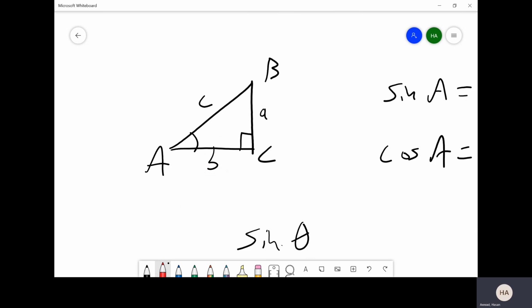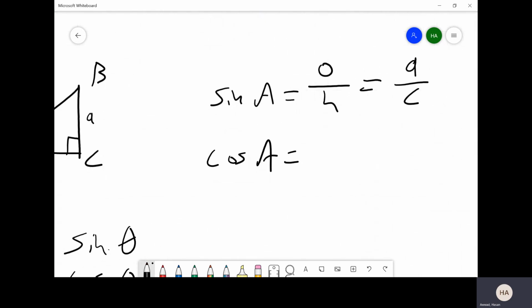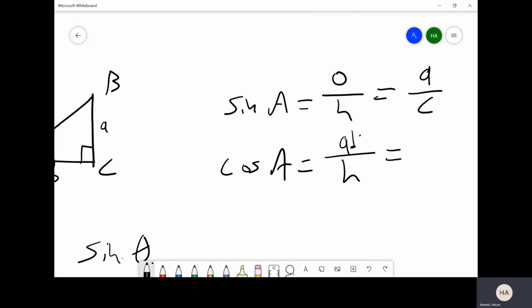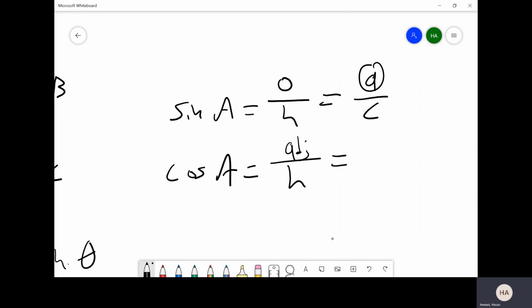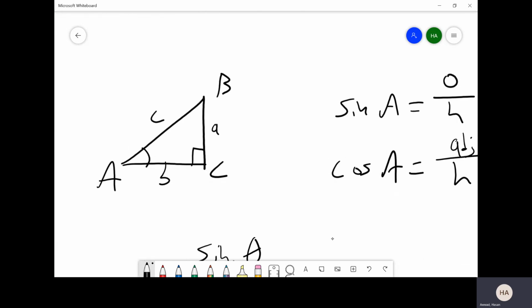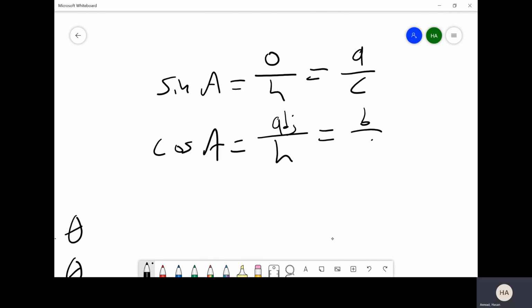So when we're writing this, we know again, SOHCAHTOA says we're going to have adjacent over hypotenuse. And let me just abbreviate, I'll call this adjacent, just so we don't get confused with A and the actual side A. So this means we're going to have the side that is adjacent to angle A, which is B, over your hypotenuse, which is C. So that means B over C. Okay, great. Let's keep moving.